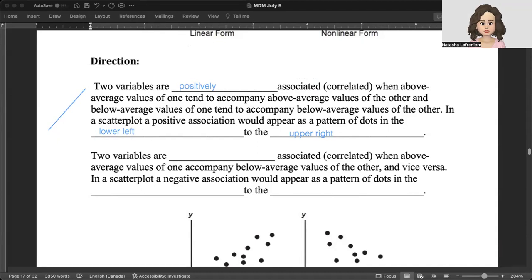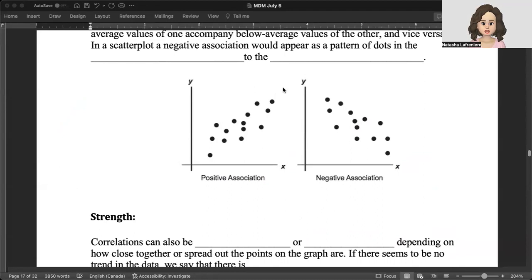Two variables are negatively associated when above average values of one accompany below average values of the other. A scatter plot of negative association would appear to go from the upper left to the lower right. So your line would look like this. It would be going downwards, and that would be negative. So I'm going to clear this. Here you've got your positive association. Like I said, it's going upwards, whereas this is negative and it's all going downwards.